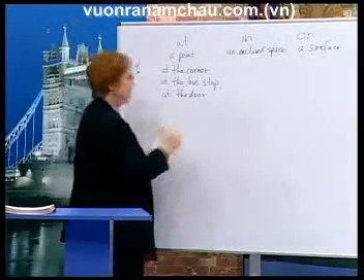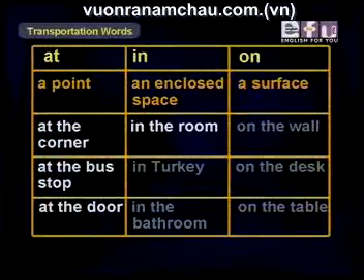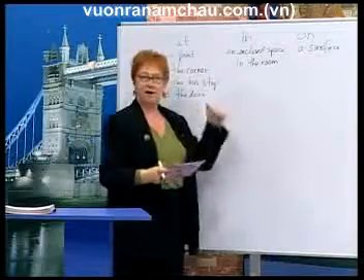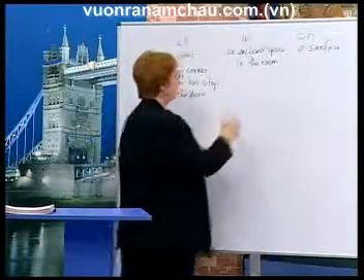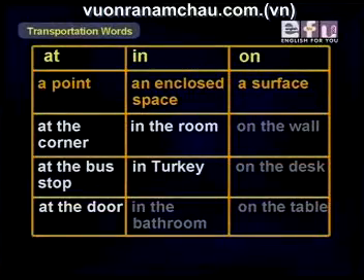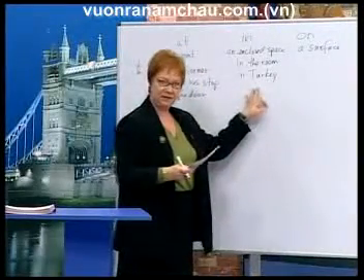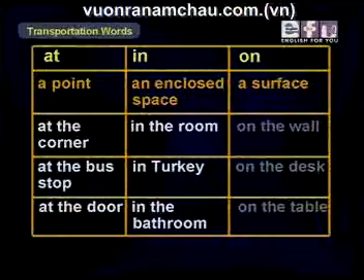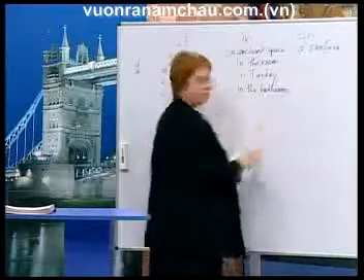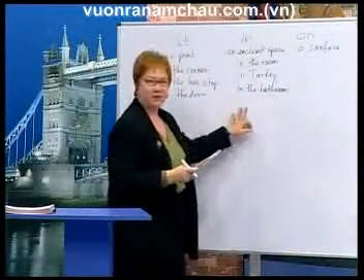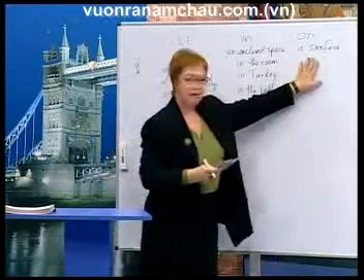Okay? Now, within we have in the room. In the room. We are in the room. In Turkey. In a country. We saw this before. Or, again, another example, in the bathroom. Where is she? She's in the bathroom. Okay? Now, with on, we have on the wall. This is a surface.